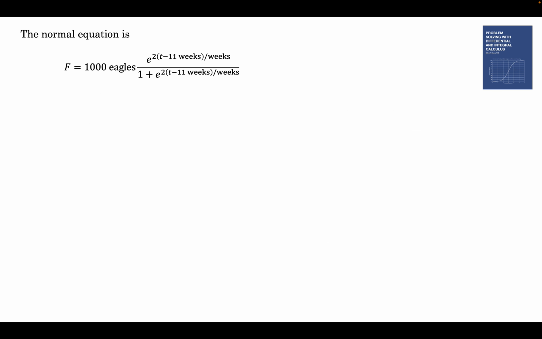So here's the normal equation. And equations like this, when they're going to get messy, we don't want to carry around all these units, just a bunch of baggage. We want to put on our math hat and only do math. We know that exponents can't have units. So we know that when you say t minus 11, the t has to be in weeks. You can't put a t in days in there. It's got to be weeks. And then you divide by weeks, so the exponent is a pure number. You can't have an exponent that has units.